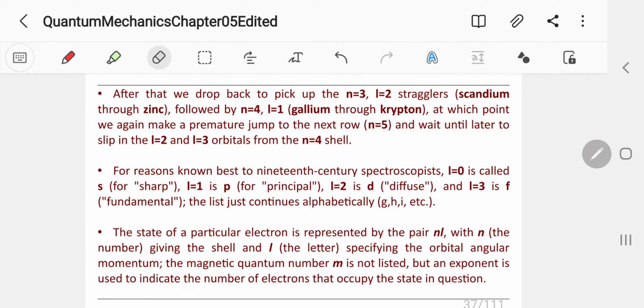But after that, it goes back, filling up after the 20th electron. So let's consider now the 21st electron. It goes back to n equals 3, l equals 2 from scandium through zinc, and then after that it now fills up the 4p, n equals 4, l equals 1, for gallium through krypton.